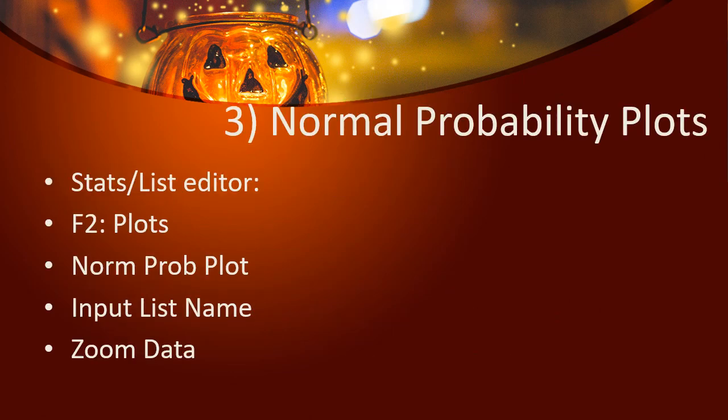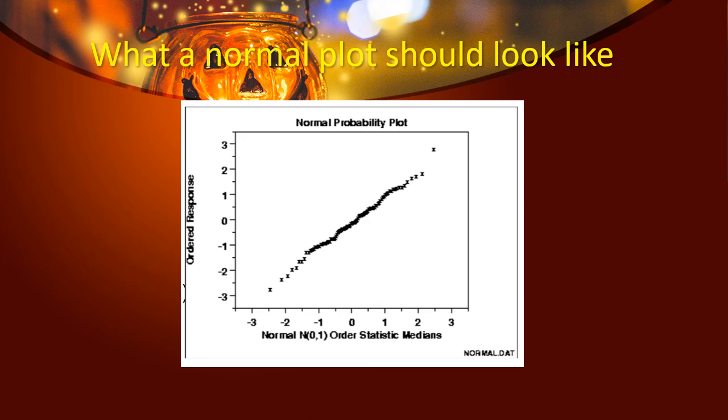The one that's most commonly done is calculating a normal probability plot. And for this one, I'm just going to show you on the TI-84. You can look it up on the 84. Basically, what you need to do is go to Stats List Editor and hit F2 plots, normal probability plot, and then you input whatever list you're trying to do. And then you just hit zoom on the data. This is what a normal probability plot should look like. And if everything's normal, you're seeing a nice straight line.